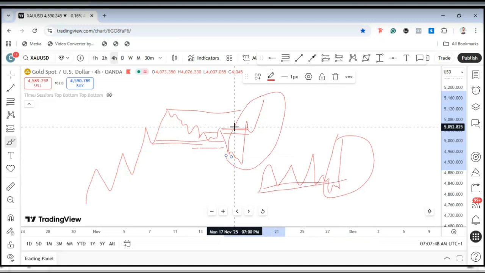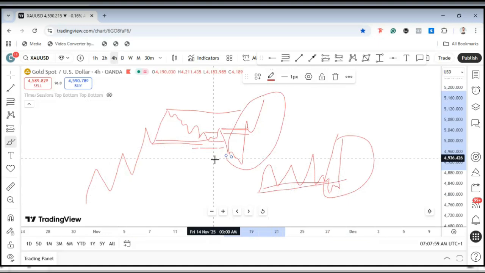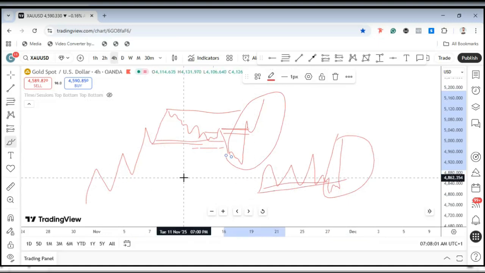So this is why you need to understand liquidity. It is very, very important. Because once you understand this liquidity, you are able to reduce your losses drastically.